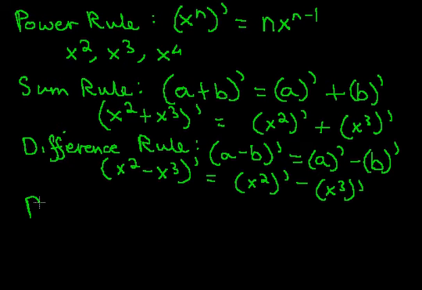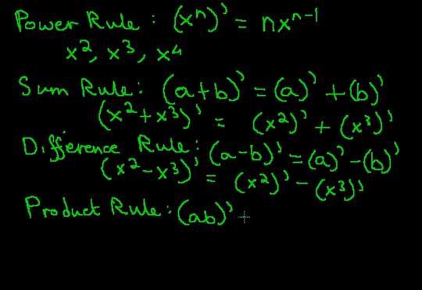Then we came to the product rule. And the product rule says that if you have two things multiplied by each other, notice this is different from the sum rule. They're not added together, but they're multiplied together. Say you had AB prime. This equals A times B prime plus B times A prime.